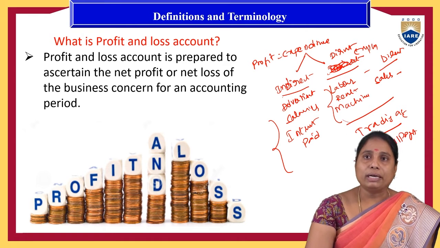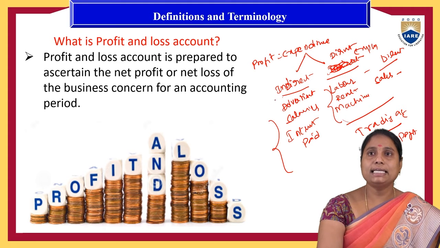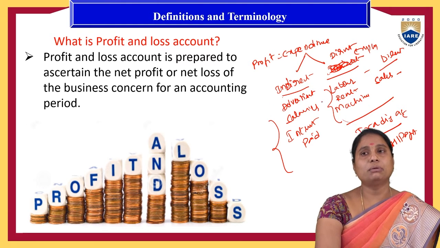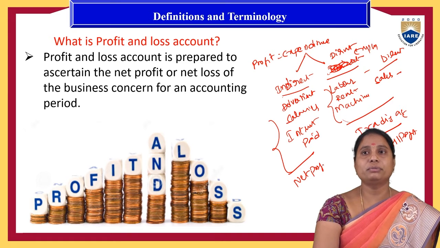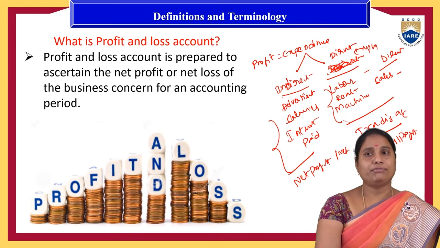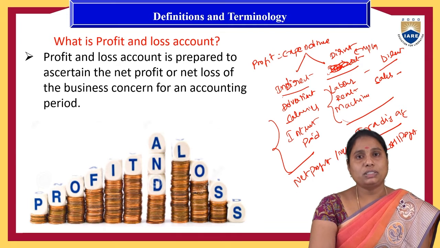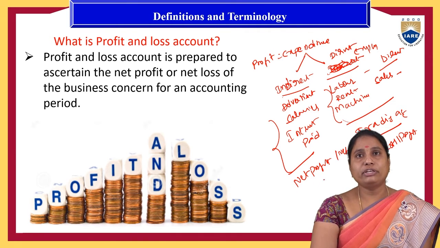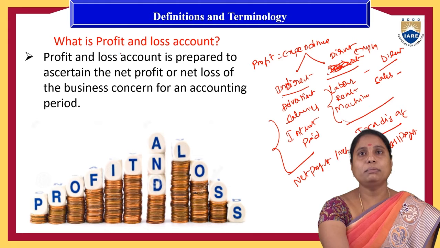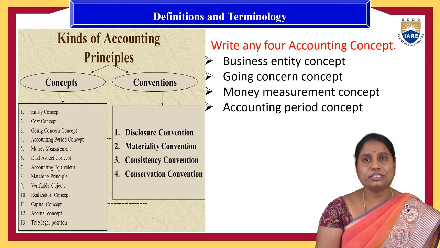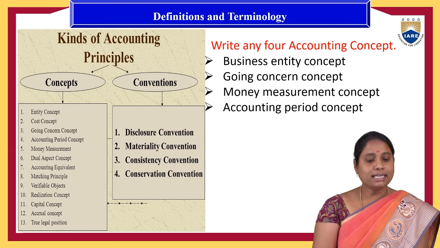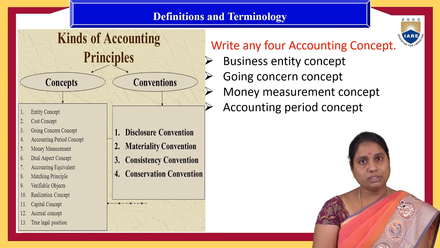Now after this, if we add the indirect expenditures or the indirect incomes, then there is a chance of getting net profit information or the net loss information. The statement which is showing this net profit and net loss information is called the profit and loss account. Then, write any 4 accounting concepts: generally we can see 13 concepts are there.